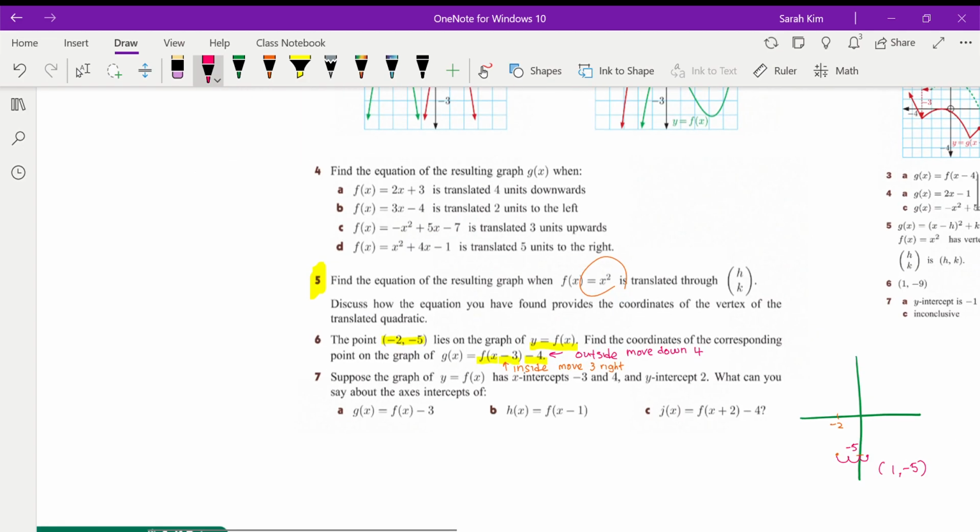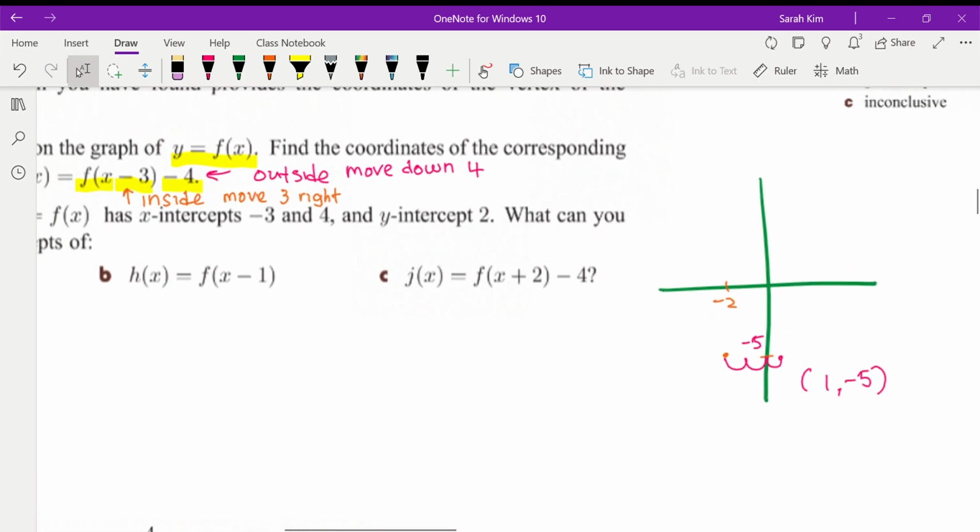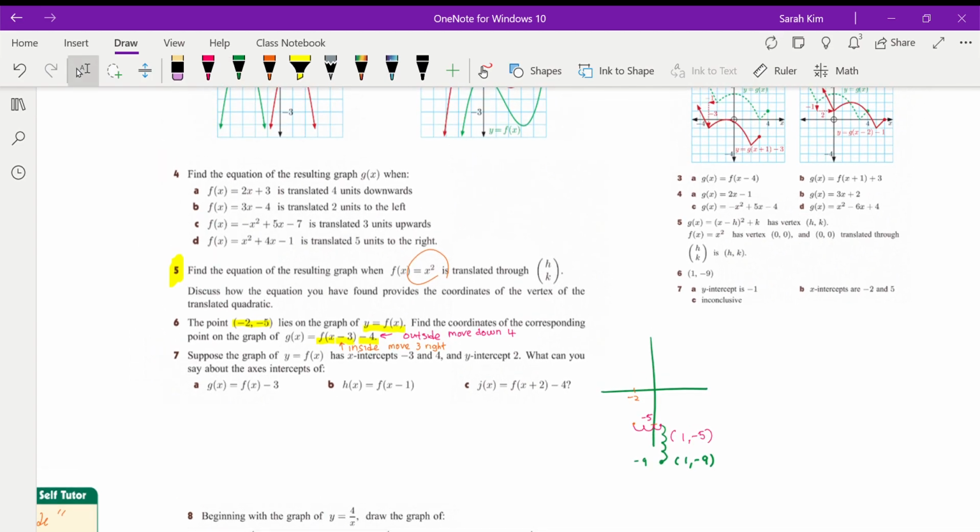That's pretty easy. I'll just go back to my graph. Currently, it's at (1, -5), so I go 1 to -6, -7, -8, -9, I think it was. So what do I have to do? Move down 4. So my coordinate is (1, -9). So that should be my final answer. Let's just go double check.